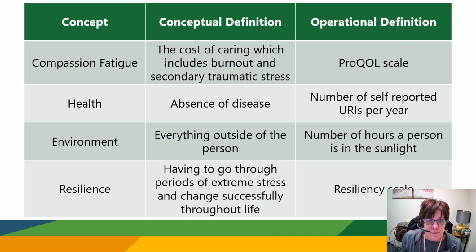So here are a few examples of a concept with their conceptual and operational definitions. If you're looking at compassion fatigue, well, the conceptual, right, or your dictionary definition, is the cost of caring, which includes burnout and secondary traumatic stress. It also can be defined by the researcher, where your operational definition is the ProQOL scale, the Professional Quality of Life scale. So remember, your actual tool.